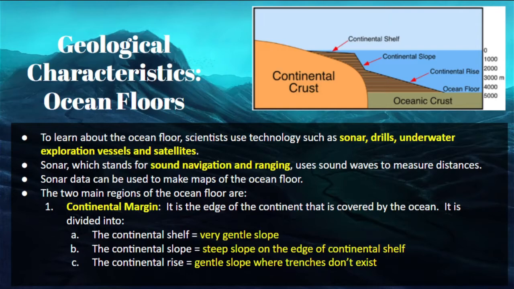Now, when we're looking at the ocean floor, there are 2 main regions. We have the continental margin, which is the edge of the continent that is covered by the ocean, and it's divided into 3 sections: the continental shelf, the continental slope, and the continental rise. If you look at a picture, the continental shelf is a very gentle slope. The continental slope is much more steep, and then the continental rise is again a gentle slope, which is where the trenches are not located.